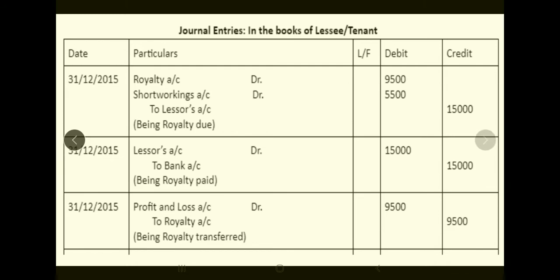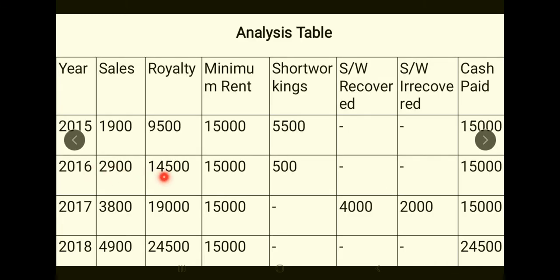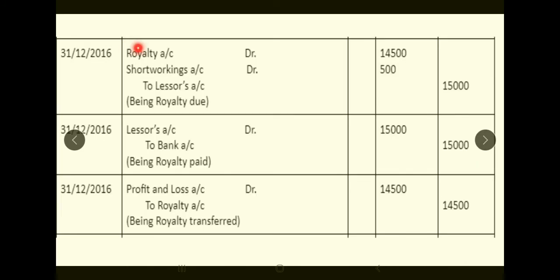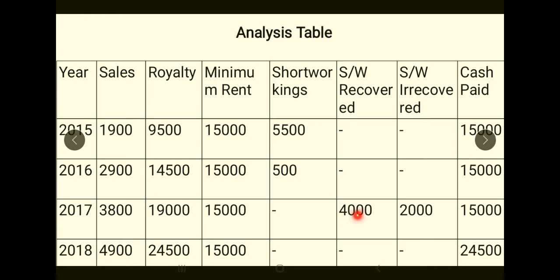Okay, next 2016 again, royalty is 14,500, 500 is short workings, amount paid is 15,000. So lessor's account debtor to bank is again 15,000, the same amount, cash paid column amount, and P&L account debtor to royalty amount, which is 14,500. Okay, so I hope the first 2 years journal entries are clear. Third year you have recovery.